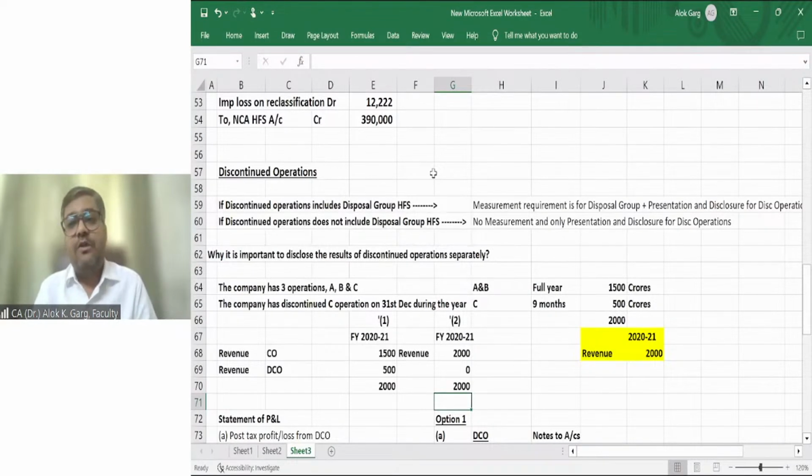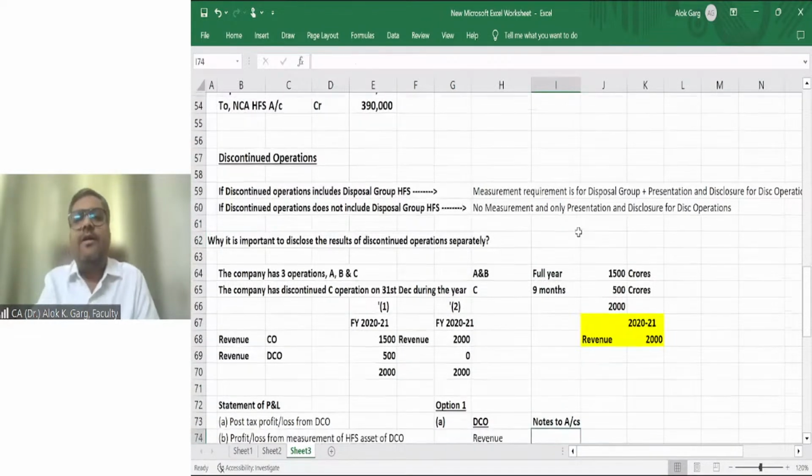And that disposal group held for sale has to be shown separately in the balance sheet. In the P&L, only impairment loss will come. But this revenue has to be shown separately from continuing operation, discontinued operation. Sir, why only revenue? Why not other items as well?